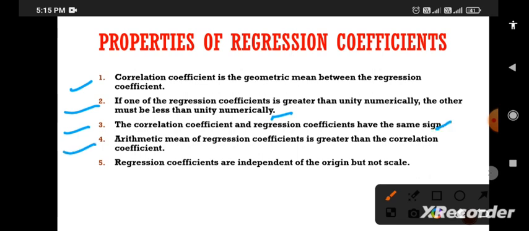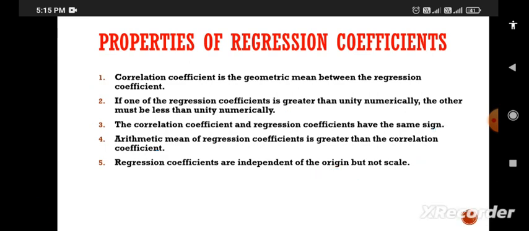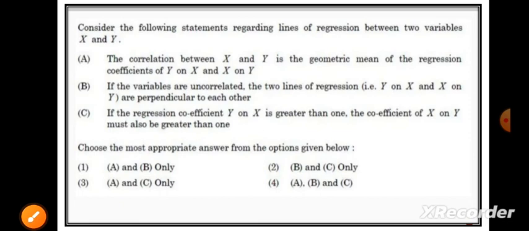Fourth property is the arithmetic mean of regression coefficients is greater than the correlation coefficient. And the last property is regression coefficients are independent of the origin but not on scale.